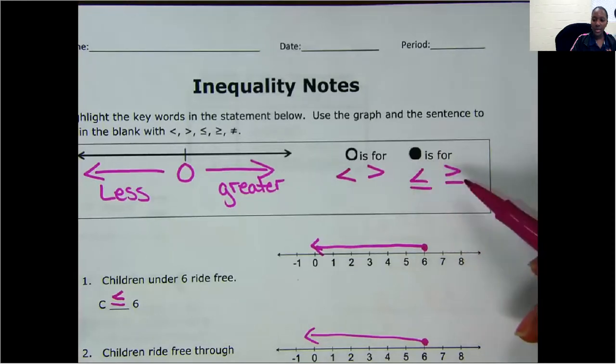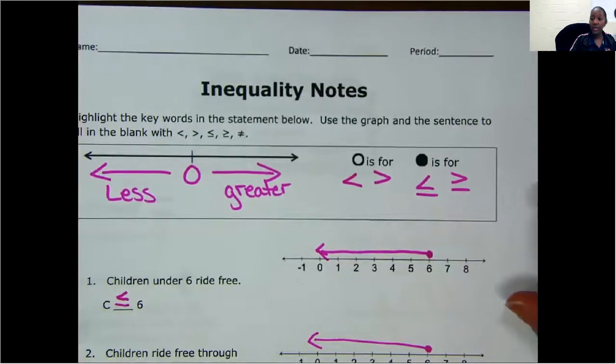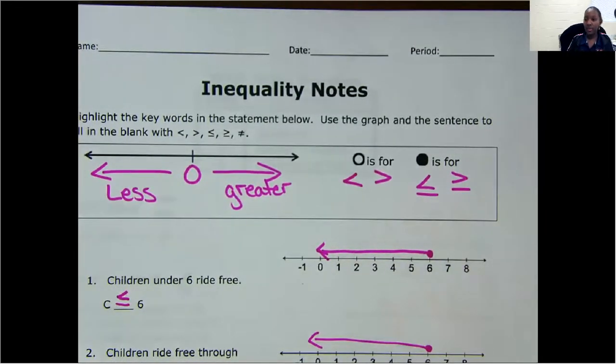All right, ladies and gentlemen, you're going to do some practice with the greater than, less than, greater than or equal to, less than and equal to symbols, and the open and closed circles. If you need to watch this video again to clear up some things, please do. And please refer to the notes that I also put in your folder for today.